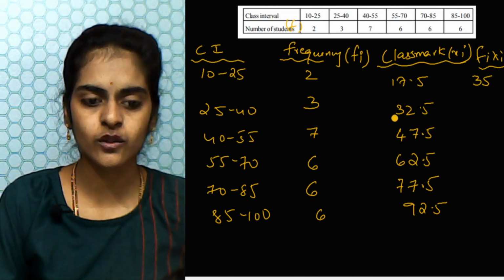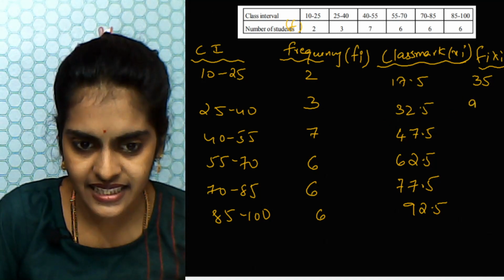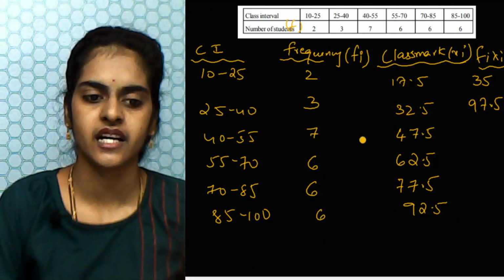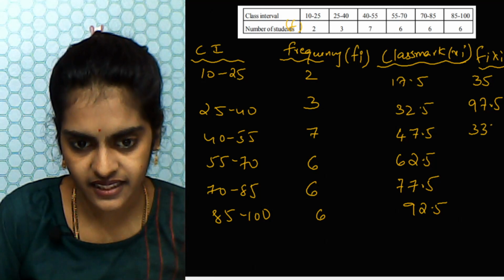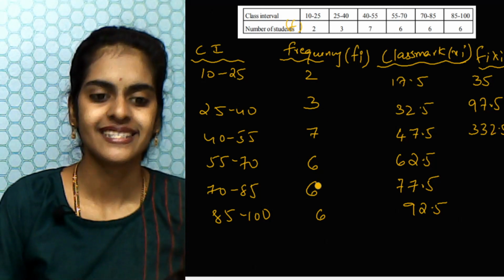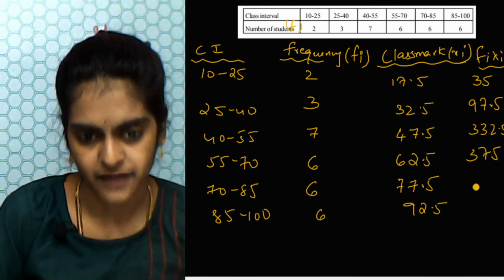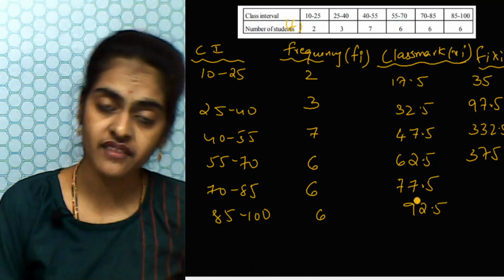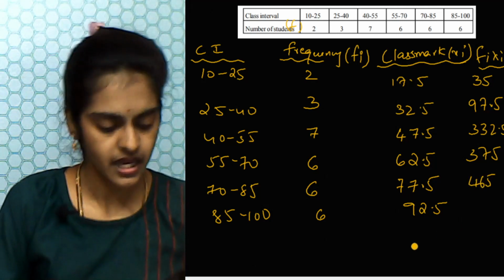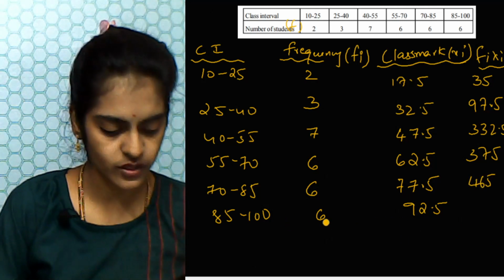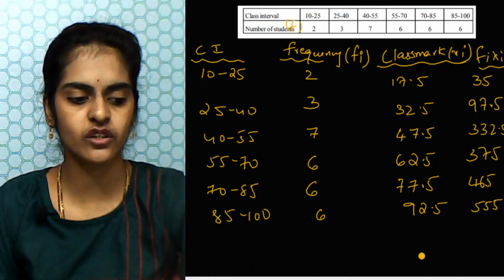Okay, 3 into 32.5 gives you 97.5, and 7 into 47.5 gives you 332.5. 6 into 62.5 gives you 375. Okay, and 6 into 77.5 gives you 465. Now 92.5 into 6, this will give you 555. Okay, so this is the second step.